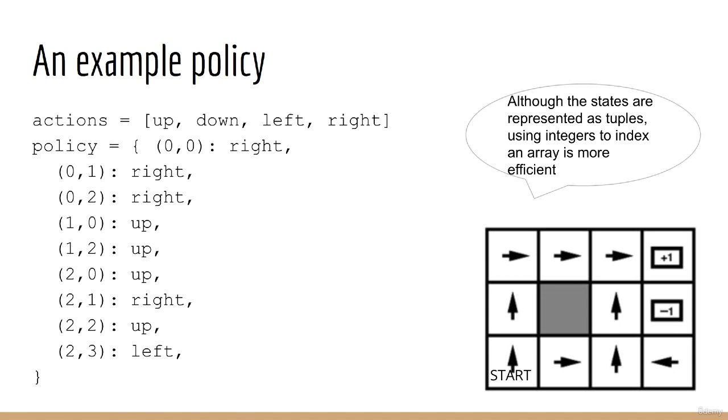Now, from the initial state, moving right is just as valid, since we can still reach the goal from that point. You can see that, although I've encoded the states here explicitly as tuples, we could gain more efficiency by encoding them as integers corresponding to the tuples, and using those integers to index an array. As you may recall from your computer science studies, indexing arrays is faster than indexing dictionaries.